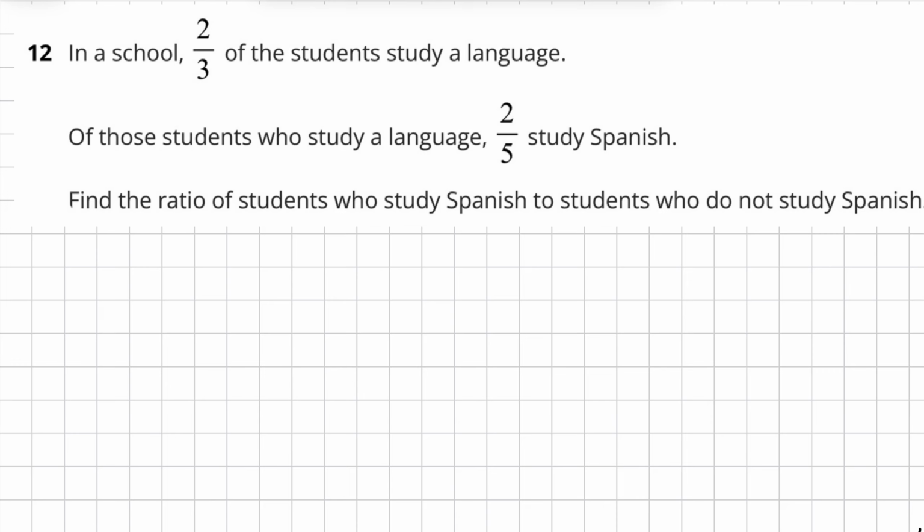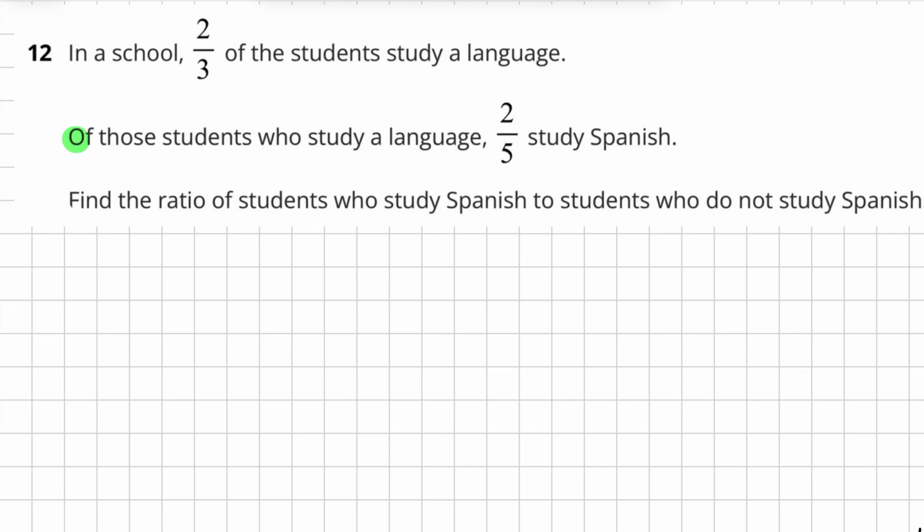In a school trip, in a school, 2/3 of the students study a language. Of those students who study a language, which are the 2/3, 2/5 study Spanish. Of, keyword. Find the ratio of the students who study Spanish to the students who do not study Spanish.